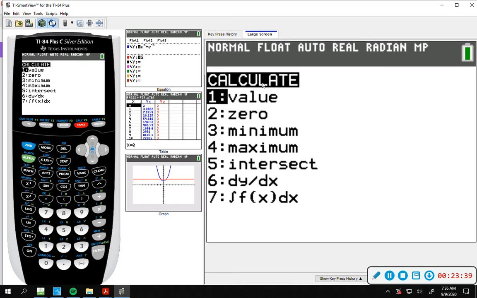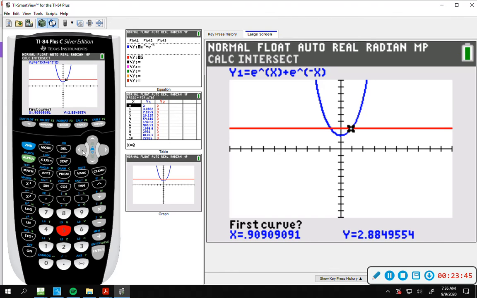You'll be in the calculate menu. I want to calculate an intersection point. 5 for intersect. I'm going to cursor to the left until I get close to the point of intersection, and I hit enter 1, 2, 3 times. Okay, sometimes you've got to work at it. Oh, that's not good. Let's try it again. Second calc. It looks like it's frozen here. Okay. It will give you the same answer here. I'm not quite sure why this froze up on me.